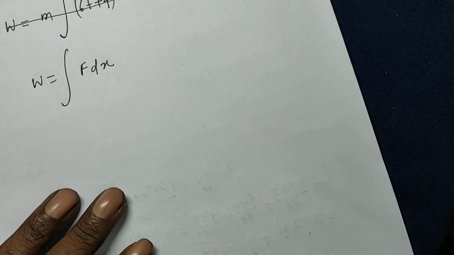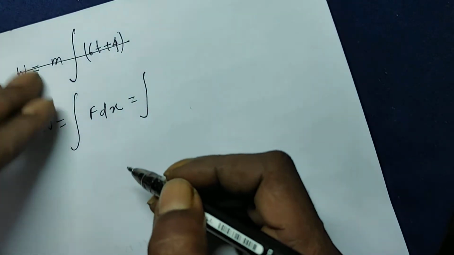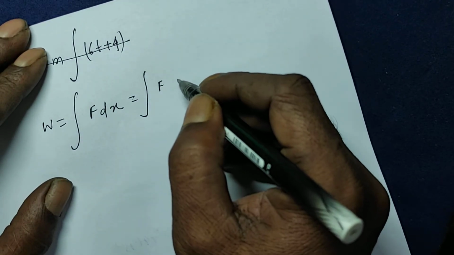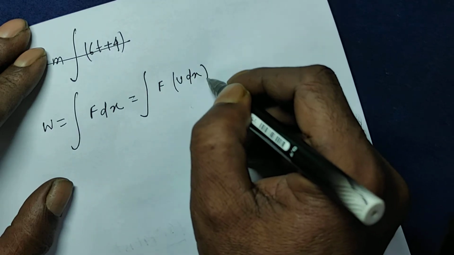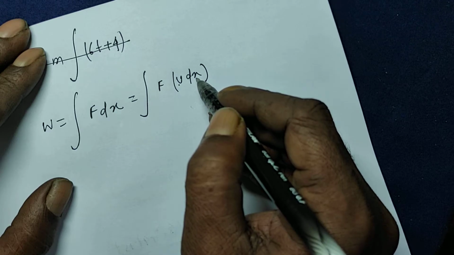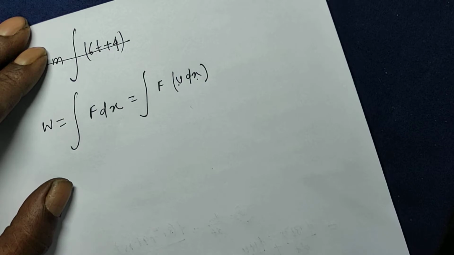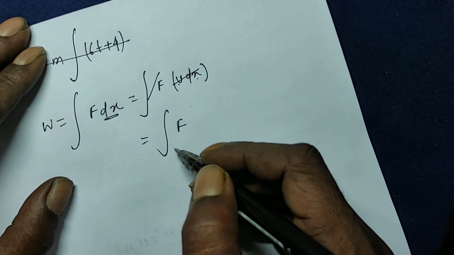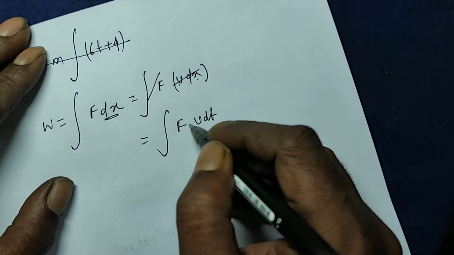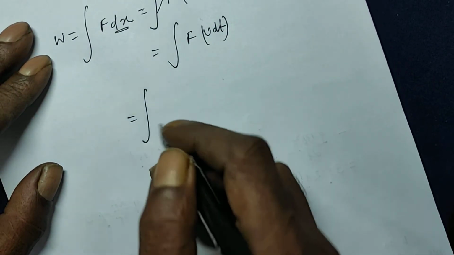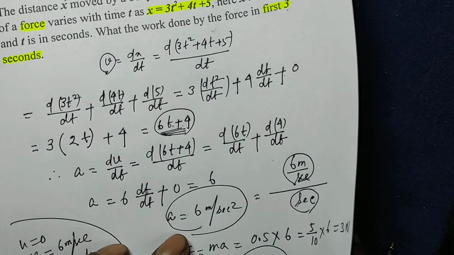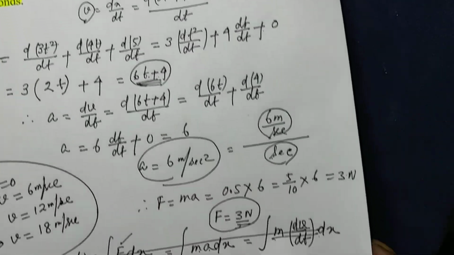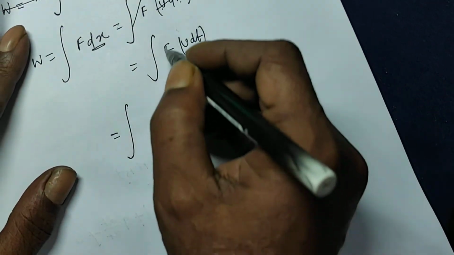F dx, and f is equal to your mass times acceleration, or you can write this as integration of f, v dx. This is the trick that you have to play. Velocity times dx. That is equal to integration of f. Dx is a distance, so that will be velocity into time. Let's write v dt, right? Now you substitute integration of f. F will be your mass times acceleration. F is given as 3.